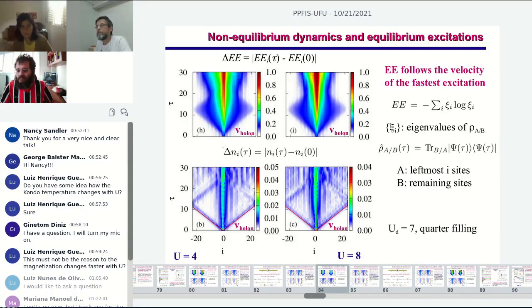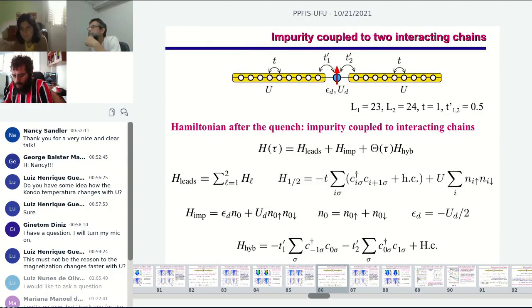Geneton has a question. He will turn on his mic. Okay. Thank you for the nice talk. Actually, my question was just asked. But anyway, I can ask another one. You have two different chains, right? On the left and on the right of your impurity site. And you said that in the end, you were trying to find the Kondo regime, right?